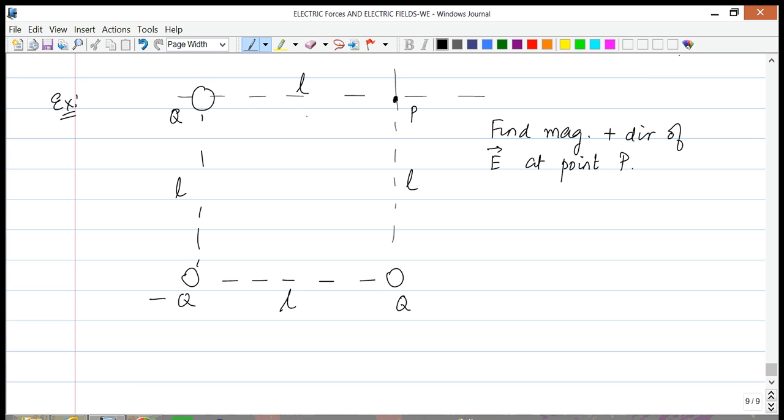Okay, so in this problem, we're going to figure out the magnitude and direction of the electric field at point P due to three other charges. The charges are Q, Q, and minus Q. So let's go through the process. The process is tedious. However, once you understand what you're doing, everything should be very easy.